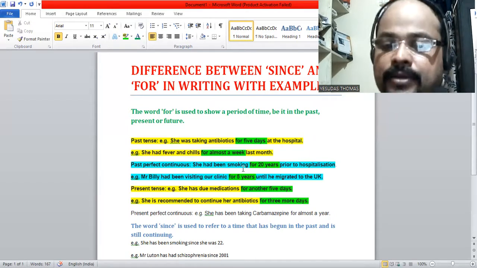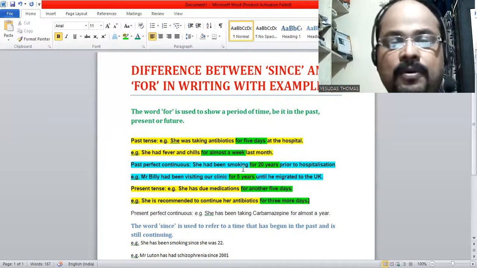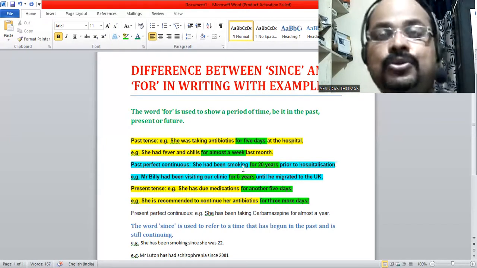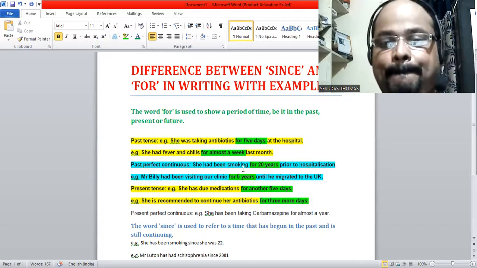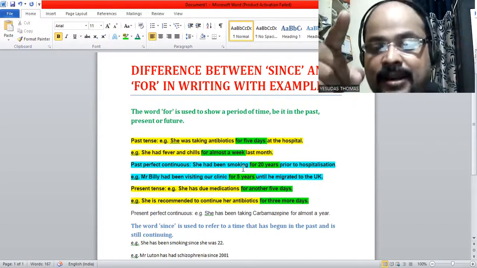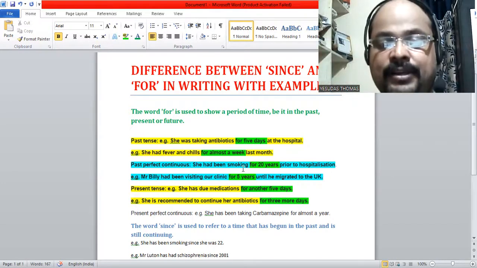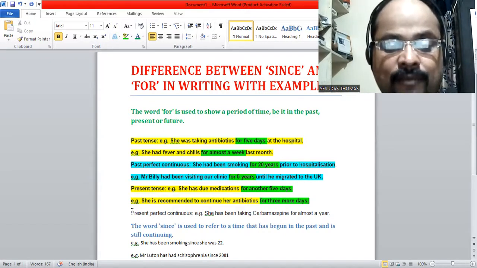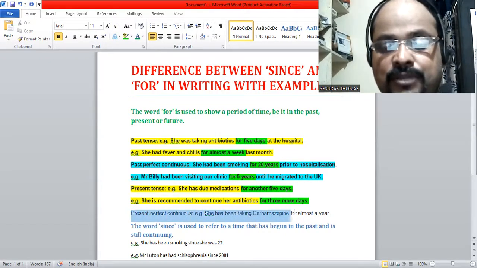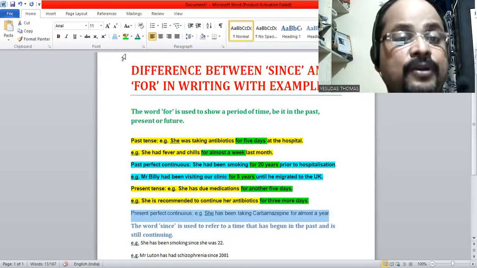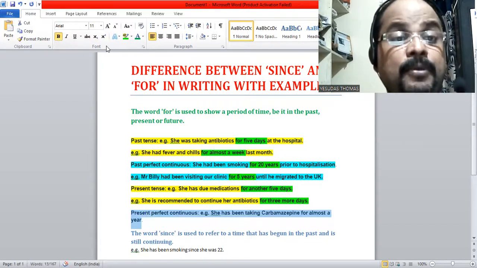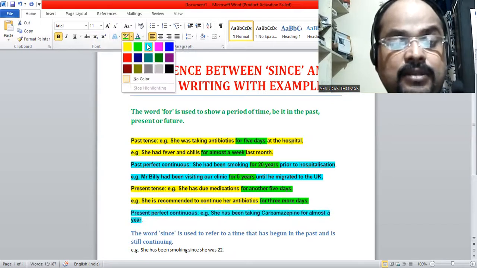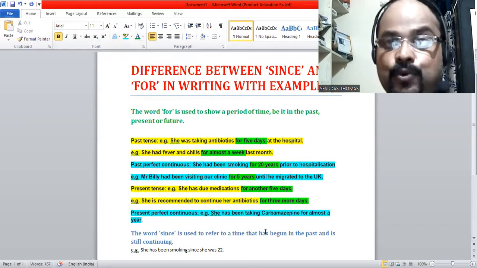Continue her antibiotics for 3 more days. So all these green highlights refer to a period of time. It can be in the past, past perfect continuous, present tense, and right now we have the last common usage. We have more usages. We are not going to deal with all these usages because what we have to see is something which we commonly use.